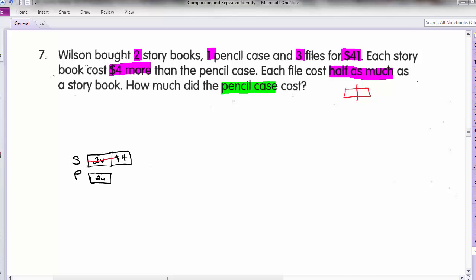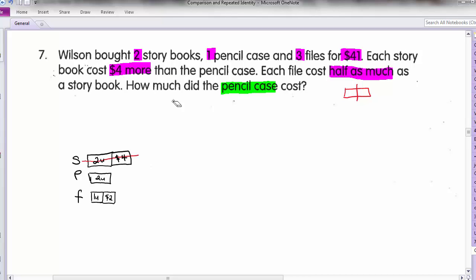remember half it, okay? If I half it, what's going to happen? So this is my file. I may draw my file at the bottom. File. So this is half of my storybook. So instead of 2 units, now I have 1 unit. Instead of $4, now I have $2. So you see, half. If I take my file, I times 2, I will get 2 units plus $4. You see that? So now I have my storybook, I have my file, I have my pencil case.